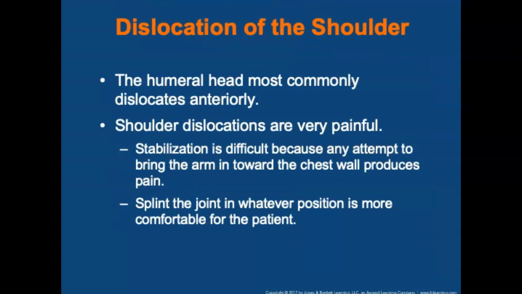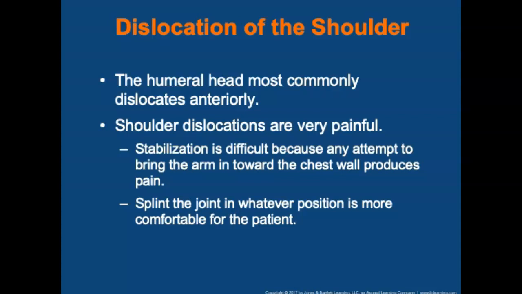Okay, next we're going to talk about treating dislocation of the shoulder. The shoulder joint is where the head of the humerus meets the scapula, and the glenoid fossa joins with the humeral head to form the glenohumeral joint. In shoulder dislocations, the humeral head most commonly dislocates anteriorly, coming to lie in front of the scapula as a result of forced abduction and external rotation of the arm. Shoulder dislocations are extremely painful.